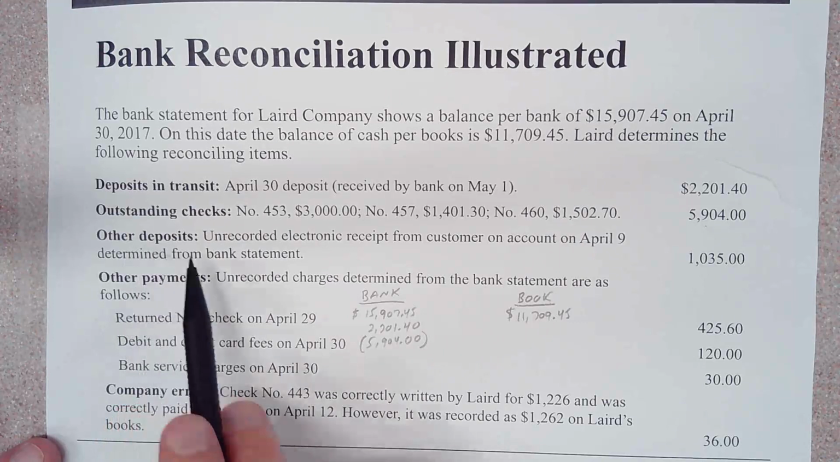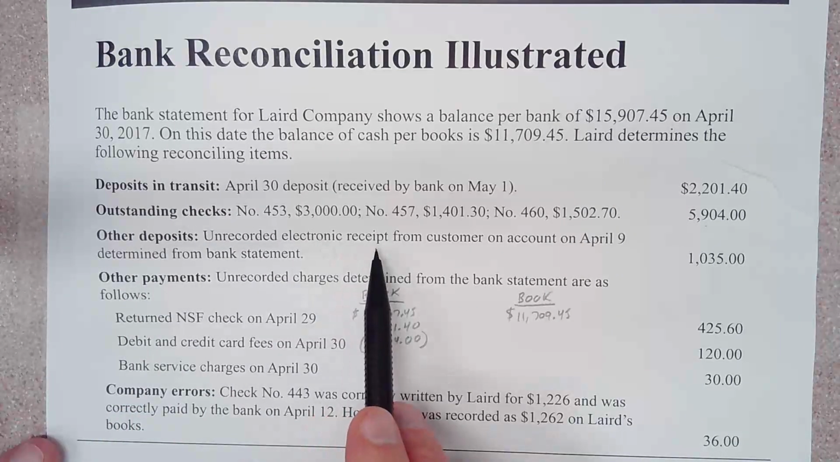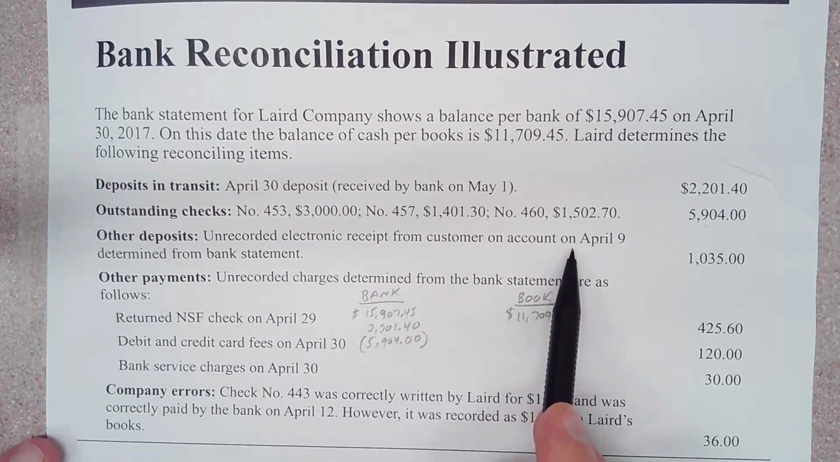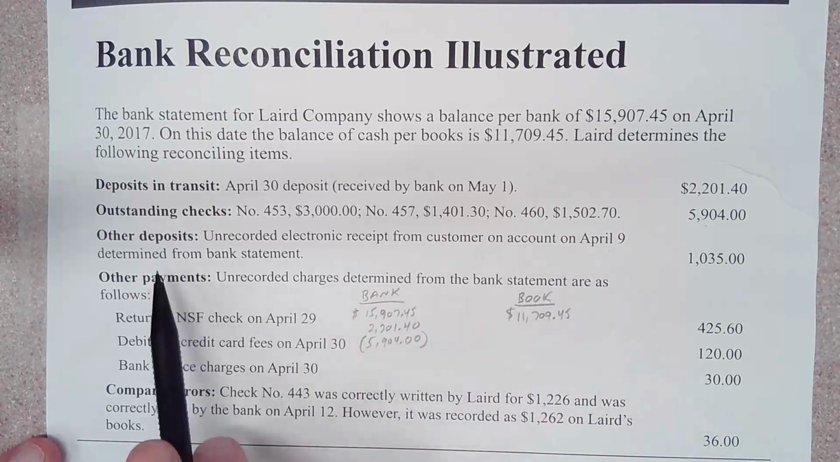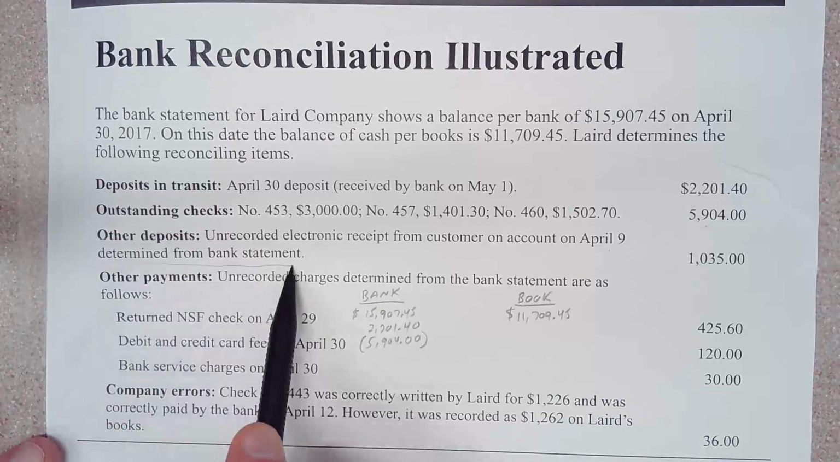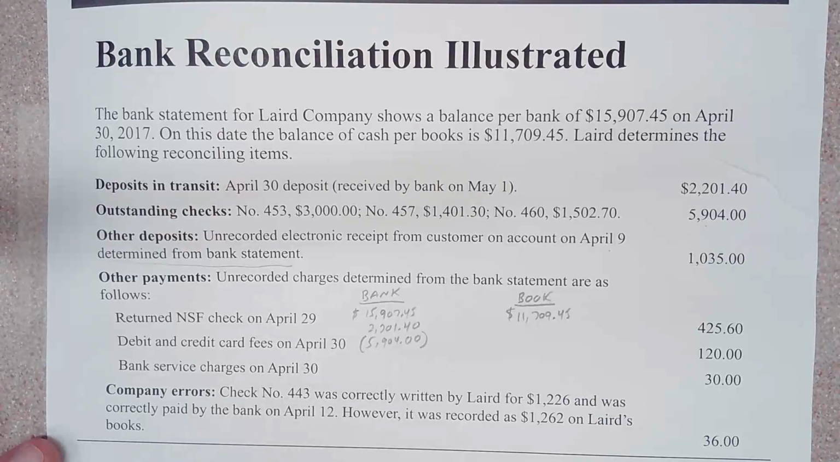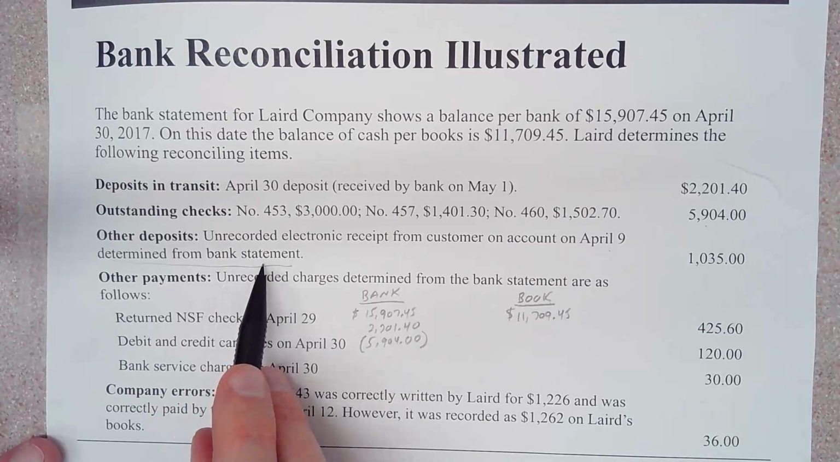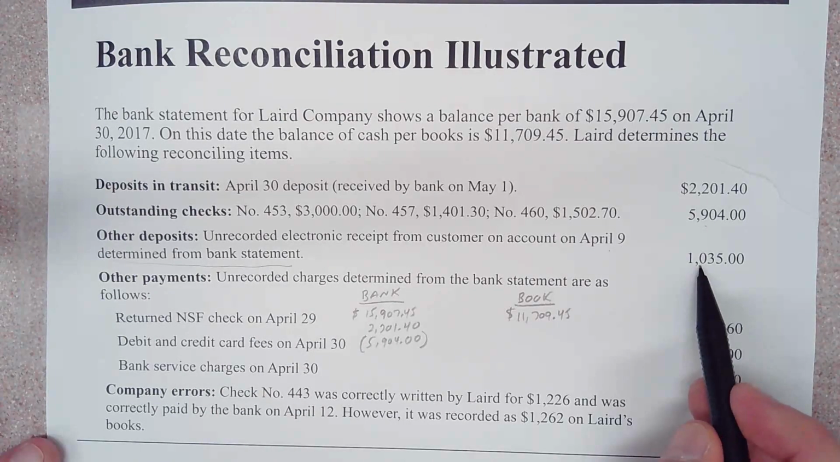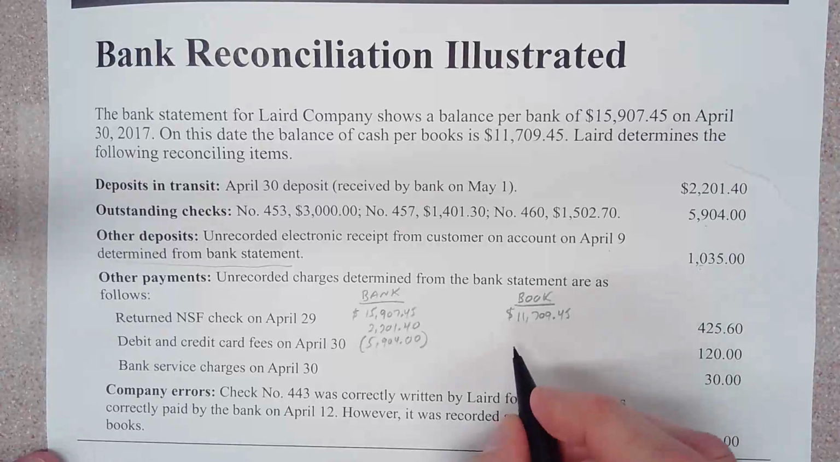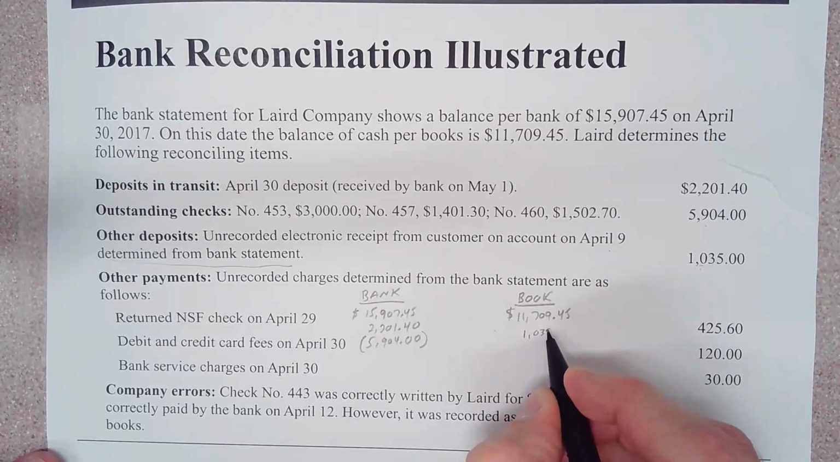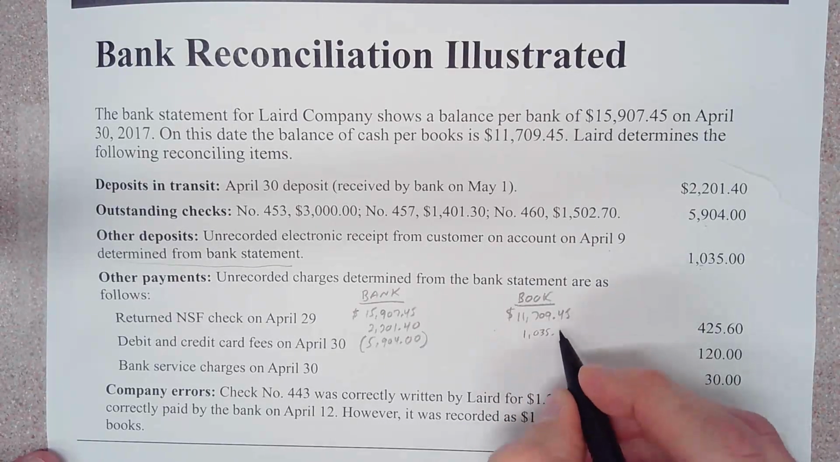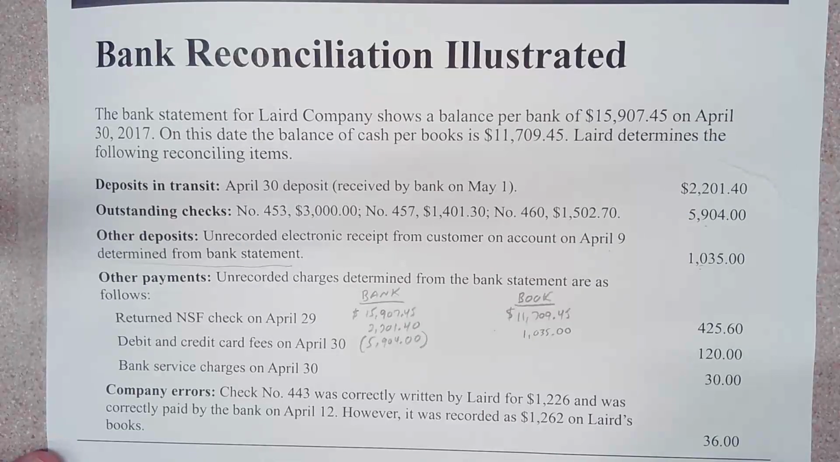Other deposits, it says unrecorded electronic receipt from customer on account on April the 9th, determined from the bank statement. So what that means is that the bank is aware. If they weren't aware, they couldn't have put it on the bank statement. So this is an addition, because it is a deposit, of $1,035, and that is going to go on the book side.